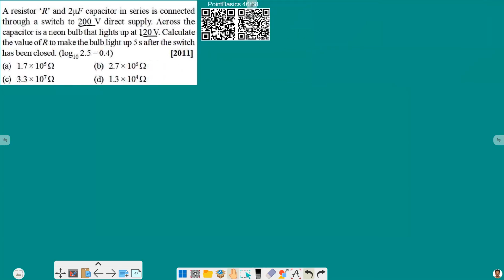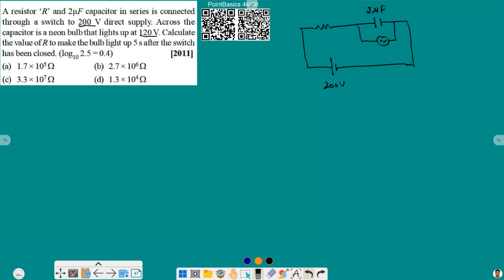So first of all, let's draw the circuit diagram, then we will understand it better. We have a resistance here, that is R, and we have a 2 microfarad capacitor here, and it is connected to a direct supply of 200 volt, means DC. We have a DC battery here. Now across this capacitor we have a neon bulb that lights up at 120 volts. So suppose we have a bulb here, and this bulb lights up at 120 volt, means when it gets 120 volt it will start glowing.